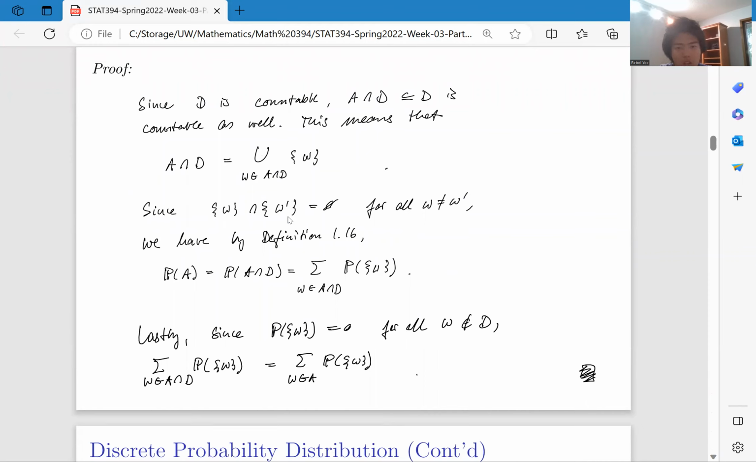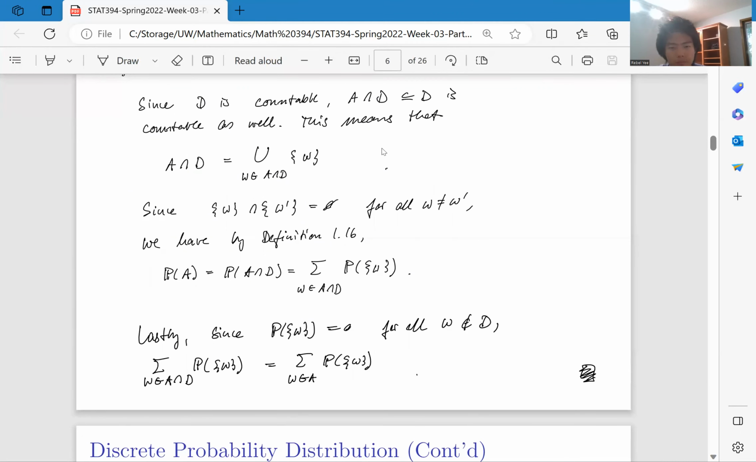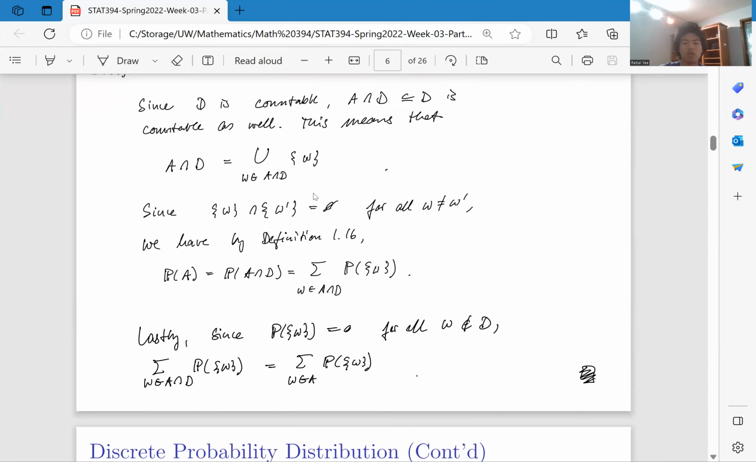Okay, so what's going on next? Because D is countable, A intersect with D is a subset of D. That's definitely great because A is not a whole set, but D, the probability of D sums up to 1, but A probably is not. But in this question, it also sums up to 1 because A is equal to the omega. So from this statement, we can conclude that A intersect with D is equal to the union of all the outcomes or simple events in A intersect with D, and that's from the definition.